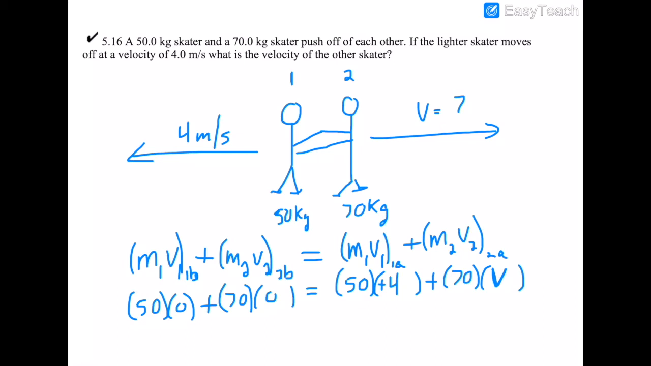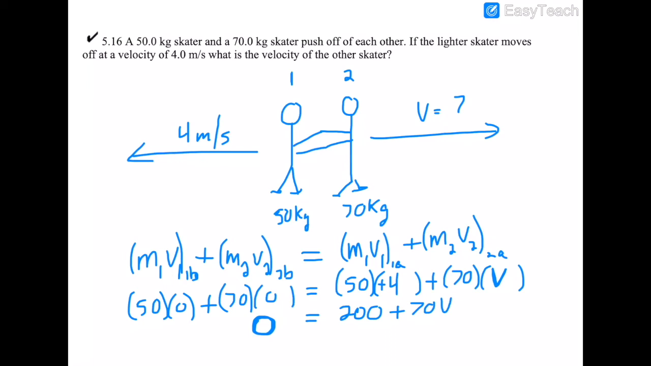Okay, so on the left side, we have 50 times 0 is 0, plus 70 times 0 is 0. So on the left side, we actually have 0. So we have no momentum at all before the collision. The total momentum of the whole system is 0 before the collision. What is it afterwards? Well, 50 times 4 is 200, plus 70 times v is 70v. And we're trying to solve for v.